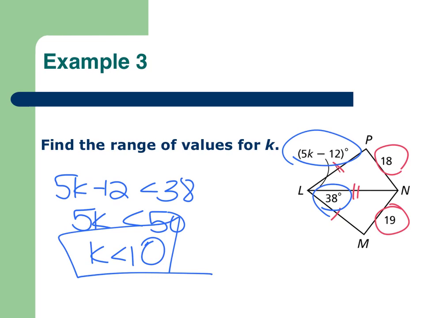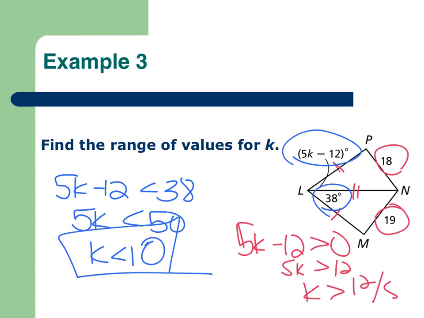So if it wanted a lower bound, then 5K minus 12 has to be greater than 0. So 5K would have to be greater than 12, and K would have to be greater than 12 over 5. Does that make sense? Yeah. Okay, so an angle can't be 0. It's got to be bigger than 0, which would be a lower bound. And then it obviously has to be smaller than that 38.